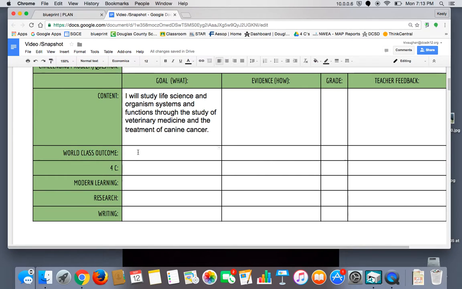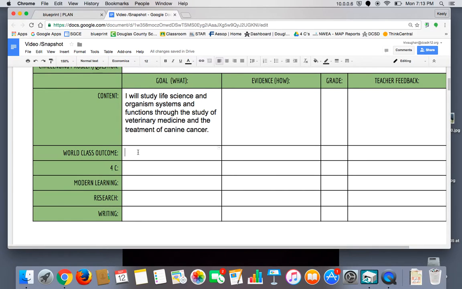So we want to make sure that we aren't just taking in basic information and basic facts, but we're moving beyond that. So we're taking all of what we learned and we are doing something with that. So we might be designing a new product or solving a solution. And so our world-class outcome is what helps us achieve that.